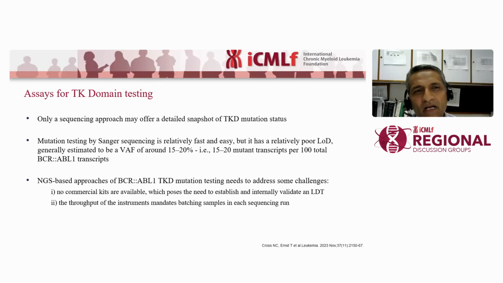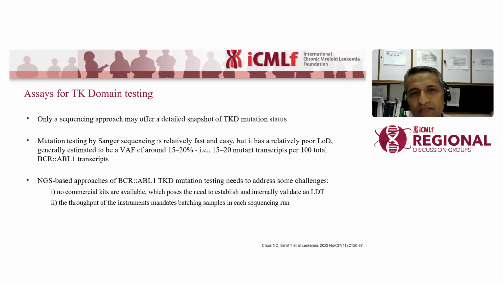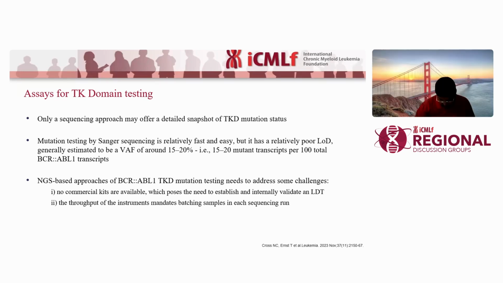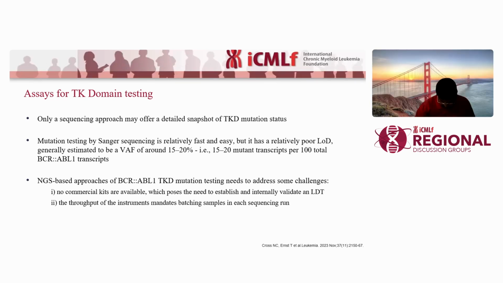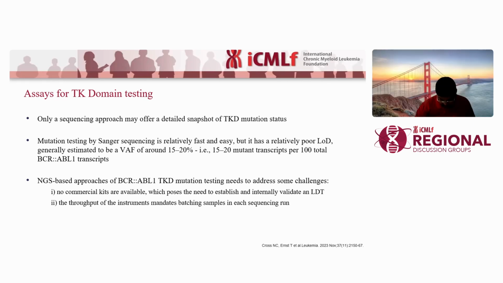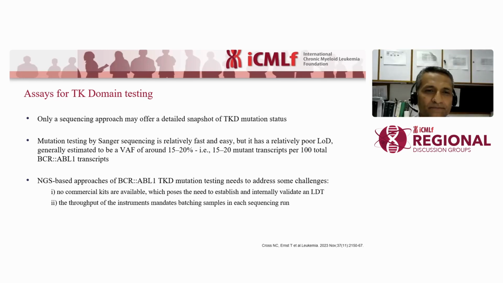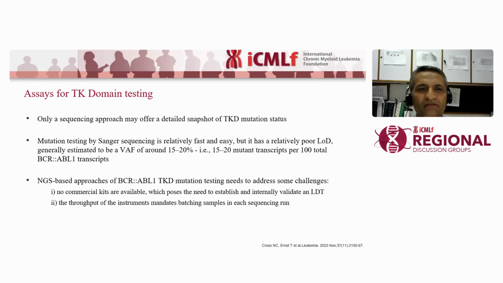How to detect it and what assays are available, we can discuss. The sequencing approach can give you a detailed snapshot of the mutation status. In a local setup, using first generation sequencing, or Sanger sequencing, is relatively fast and easy, but the disadvantage of this assay is that it needs a higher variant allele frequency, which means the sensitivity is low, with a higher detection limit.